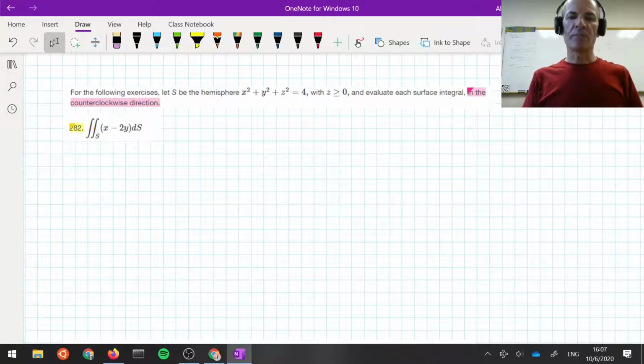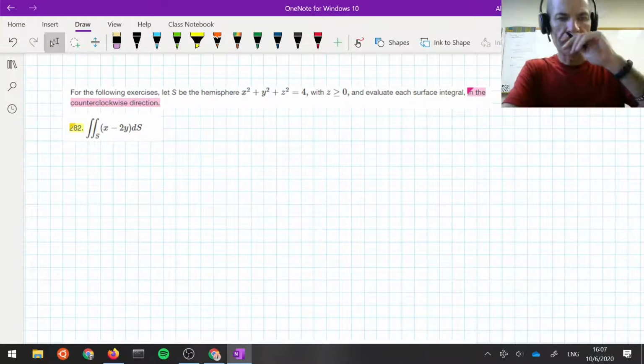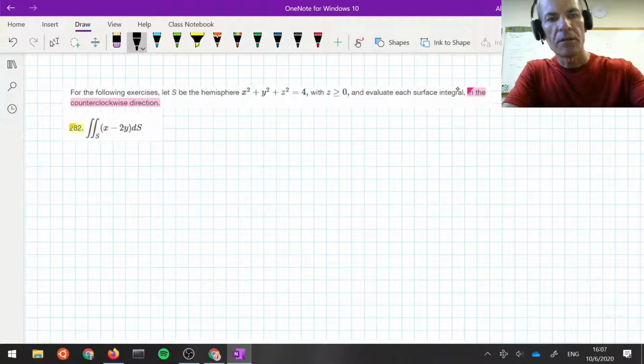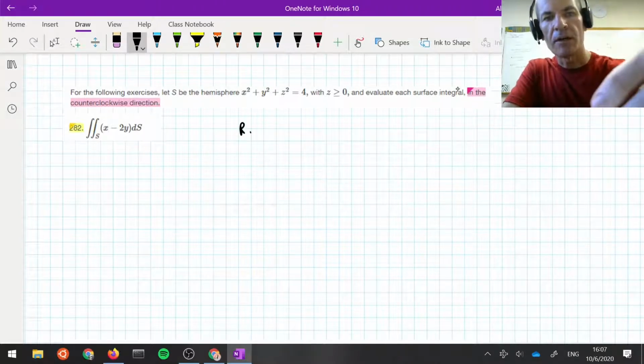My guess is that this is a typo related to something that we'll learn about soon called Stokes' theorem, where there is an orientation that's clockwise or counterclockwise, but we'll cross that bridge when we come to it. Okay, remember how this works. In order to evaluate a surface integral, we first need to parameterize the surface.